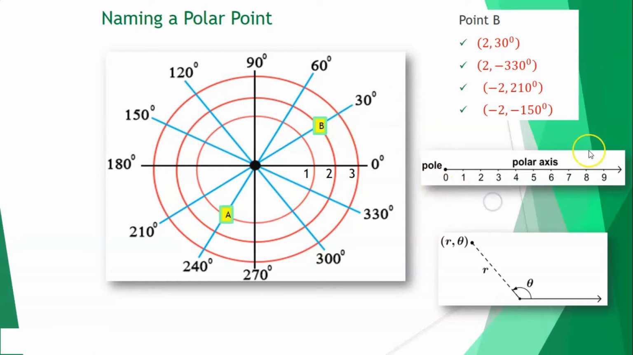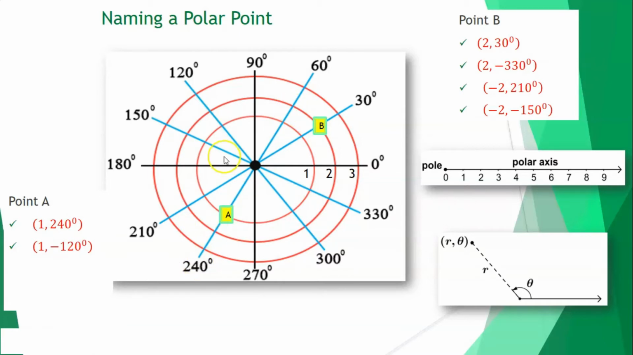Now another. I have here point A, and point A is located in the third quadrant. Its radius is 1, and the angle is 240 degrees. So therefore, point A is (1, 240 degrees). The negative equivalent angle to that would be (1, negative 120 degrees). Now take note, to make use of a negative radius, go to the opposite quadrant, which is the first quadrant.